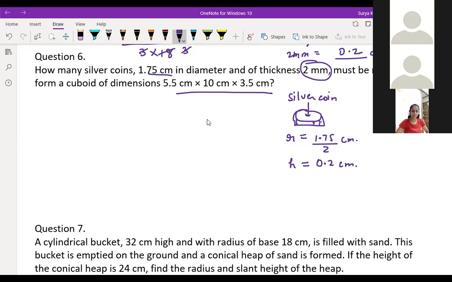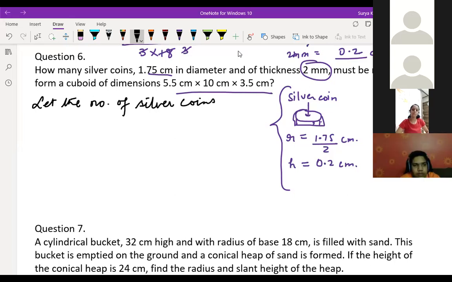Okay. Must be melted to form a cuboid of dimension. This is going to melt. We don't know how many silver coins are there. We let the number of silver coins be x. We'll write here: let the number of silver coins be x. See, all the silver coins is x.